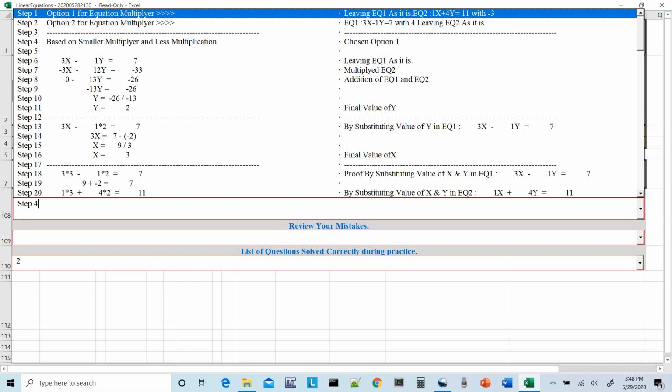So 3x minus 1 into 2 is equal to 7. So 3x is equal to 7 minus of minus 2, which is 7 plus 2, which is 9. So x is equal to 9 by 3, x is equal to 3. This is the way the addition method is used.